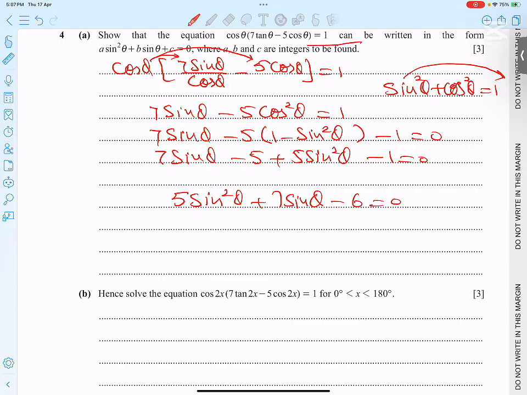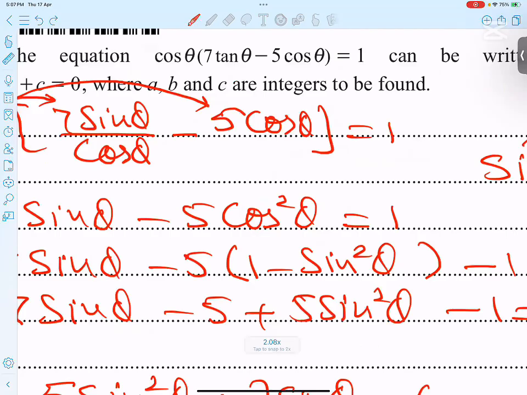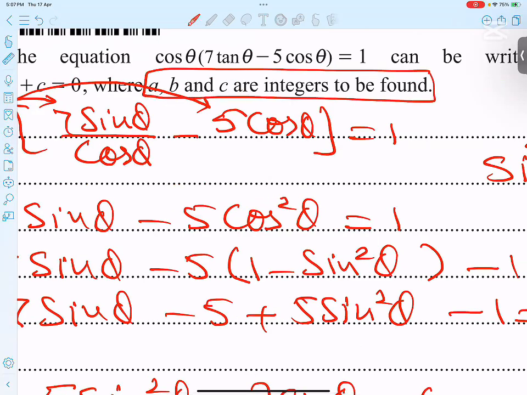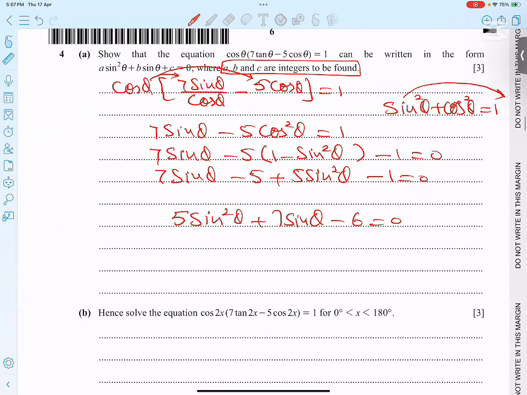It said we need to find integers, which is a very important thing. A, B, C integers to be found. If you leave it here, you will definitely lose 1 mark. To avoid that deduction, you have to mention what is A, what is B, and what is C. So A value is 5, B value is 7, and C value is minus 6. And one more thing, if you write all the opposite signs, here negative 5, here negative 7, here positive 6, that is also correct. No problem at all.